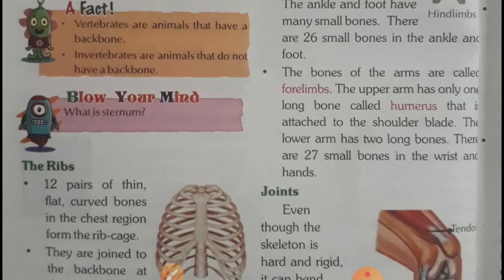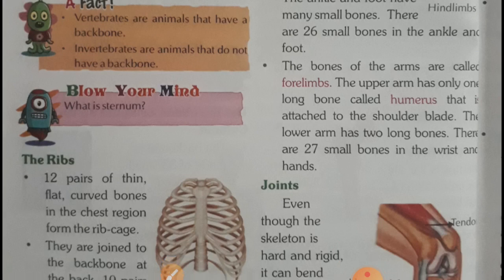Now the humerus is attached to the shoulder blade. Now the lower arm has two long bones. There are 27 bones in the wrist and hand. Our wrist and hand have a total of 27 small bones and our ankle and foot have 26. So don't confuse between it. Students, this is the explanation of your limbs.